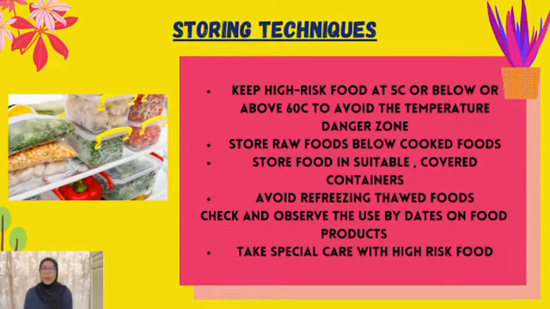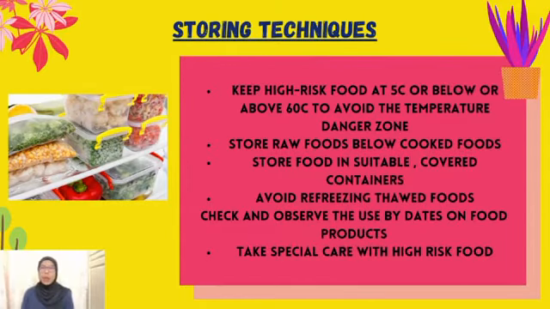Okay, next, I will explain about storing techniques. First, keep high-risk food at 5 Celsius or below, or above 60 Celsius, to avoid the temperature danger zone. Second, store raw foods below cooked foods. Third, store food in suitable covered containers. Fourth, avoid refreezing thawed foods, and check and observe the use-by dates on food products. Lastly, take special care with high-risk food.